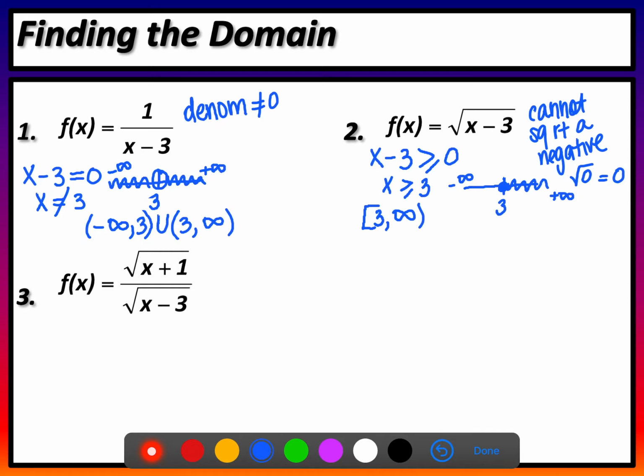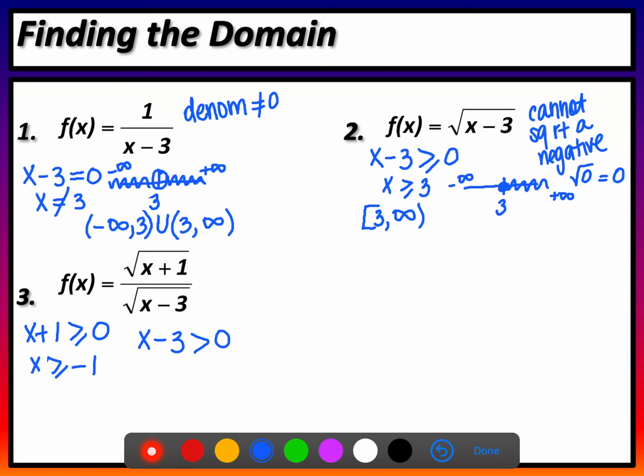Okay, so the first thing we're going to see is the square root in the numerator. That's the easier of the two square roots. So the one in the top, we're going to treat just like a regular square root like we did in number 2. We're going to set it greater than or equal to 0. The one in the bottom, however, has to satisfy 2 requirements. Not only does it have to be positive, but now being in the denominator of a function, it also cannot be equal to 0. So how do I handle that?